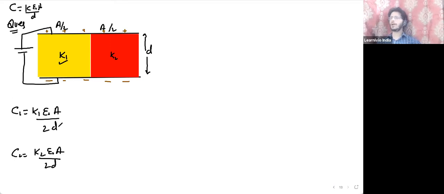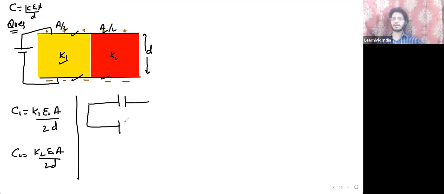Parallel. Why are they in parallel, not in series? Positive is connected to positive. Very good. Because the positive plate of one capacitor is connected to the positive of another, and the negative of one capacitor is connected to the negative of another. Means these two capacitors are connected in parallel. Very good. These are the parallel combination of two capacitors, C1 and C2.